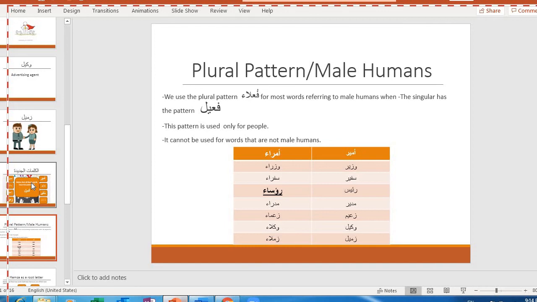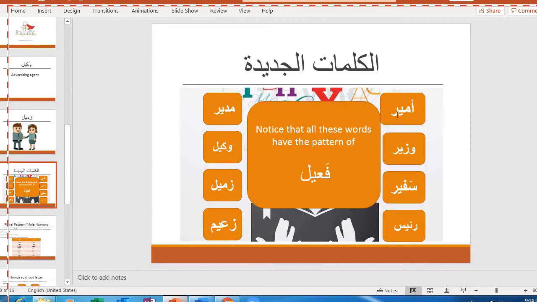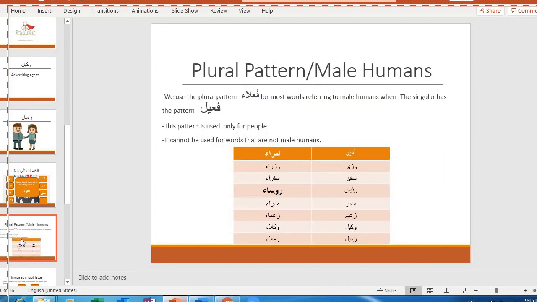For example, if you have Amira, it means a princess, it's a different story. We'll talk about this. This pattern is specifically for the masculine broken plural. So if you have mudira, like a woman principal, we cannot use this pattern. This is only when it's male. Mudir, wakil, zamil.